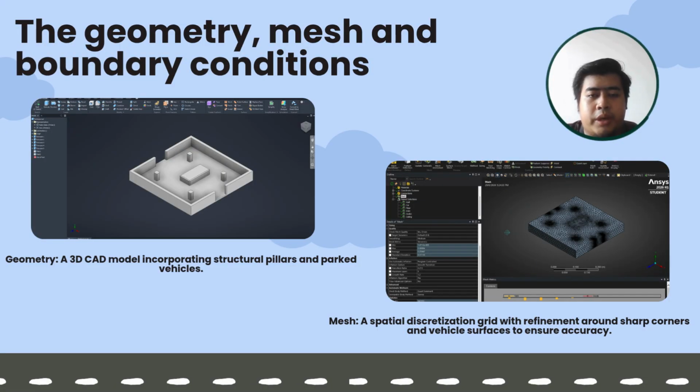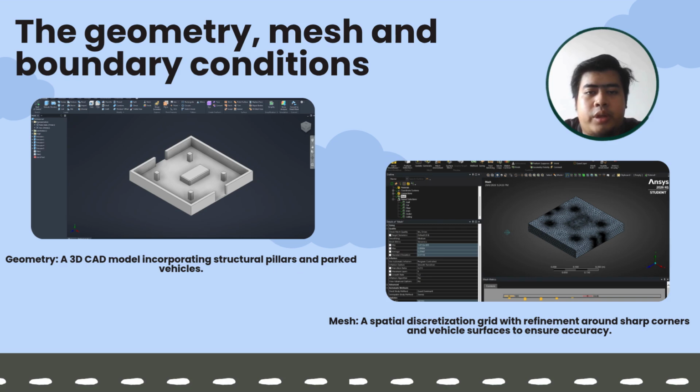For the methodology part, to create the geometry for our analysis, we use Autodesk Inventor to build a 3D model of the enclosed parking lot. Instead of simplifying the room, we specifically include the structural pillars, ceiling beams, and vehicle blocks. This ensures our simulation accurately captures real-world airflow, obstruction, and blockage ratio.